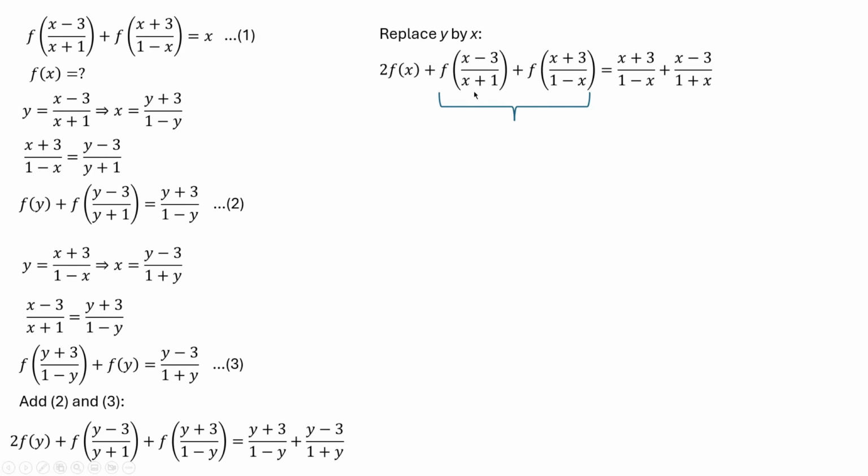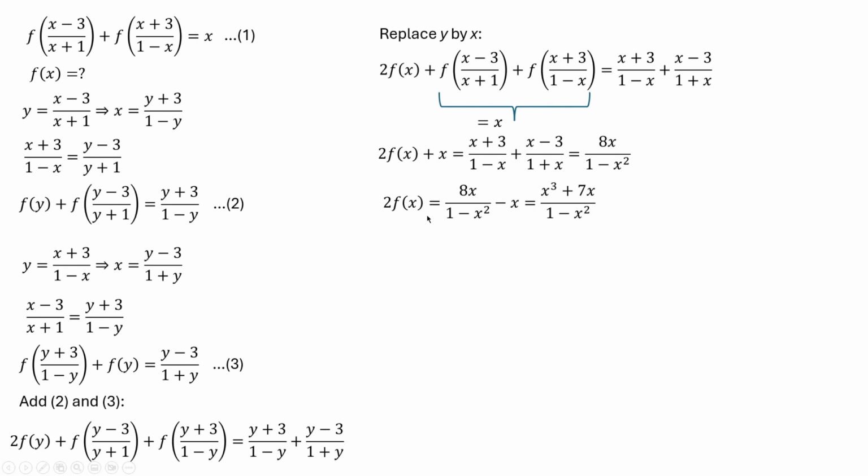Now pay attention that this group exactly equals x from equation 1. Therefore, we have 2f(x) plus x equal the right side. After simplification, we have 8x over 1 minus x squared. Therefore, 2f(x) plus x equals 8x/(1−x²). We move x to the other side, becoming minus x, and we get (x³+7x)/(1−x²). Therefore, we have f(x) equal to this expression, and done.